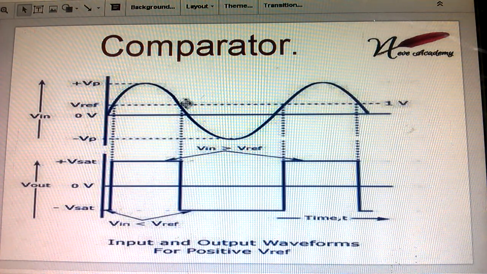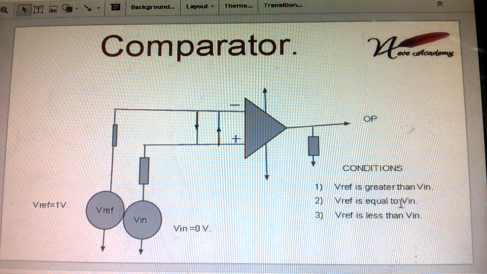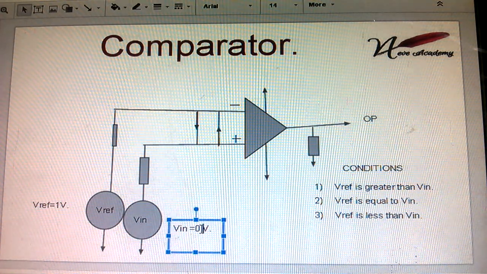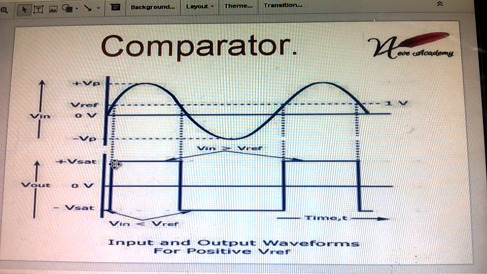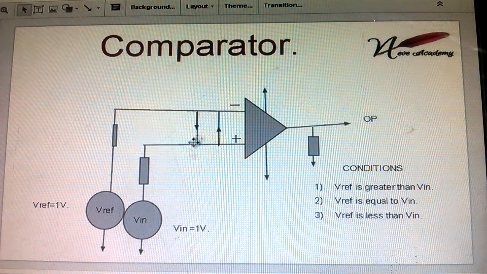The input is an analog signal. As the input signal increases, it crosses V reference at the point where V reference is equal to V in. That is our second condition: V reference equals V in, meaning V in is 1 volt and V reference is also 1 volt. At this condition the output goes to the positive, because the signal crosses V reference and the balance happens there.